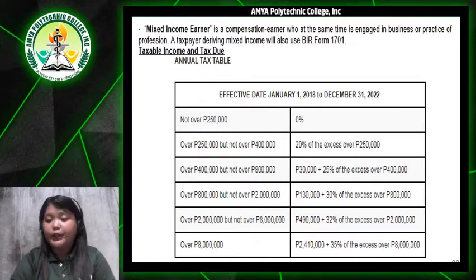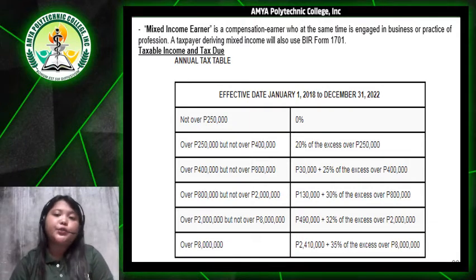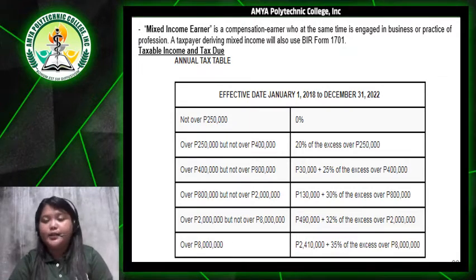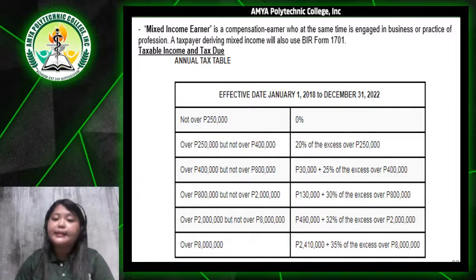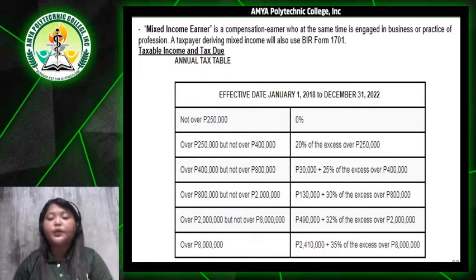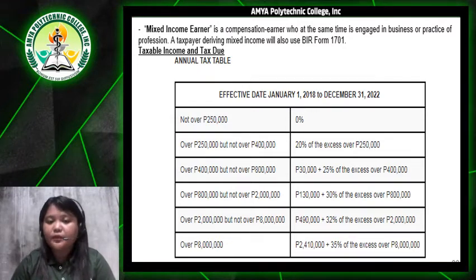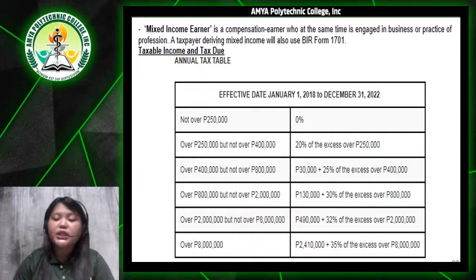Mixed income earner is a compensation earner who at the same time is engaged in business or practice of profession. A taxpayer deriving mixed income will also use the BIR Form 1701. Here we have the taxable income and tax due. The annual tax table, effective January 1, 2018 to December 31, 2022: not over 250,000 pesos, you have 0%, and over 250,000 pesos but not over 400,000 pesos, there is 20% of the excess over 250,000 pesos, and so on.